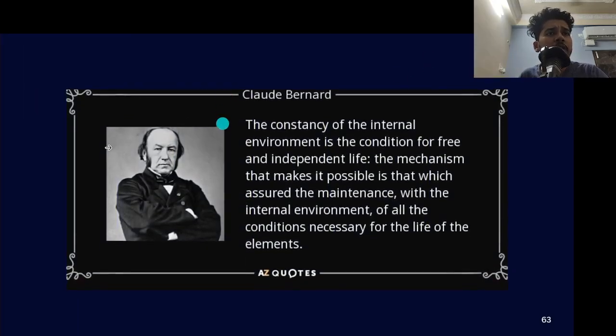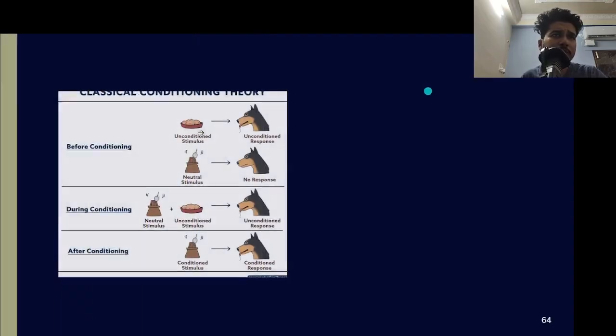Talking about Claude Bernard, he talked about the constancy of the internal environment as the condition for free and independent life. The mechanism that makes it possible is that which assures the maintenance within the internal environment of all the conditions necessary for the life of the elements.